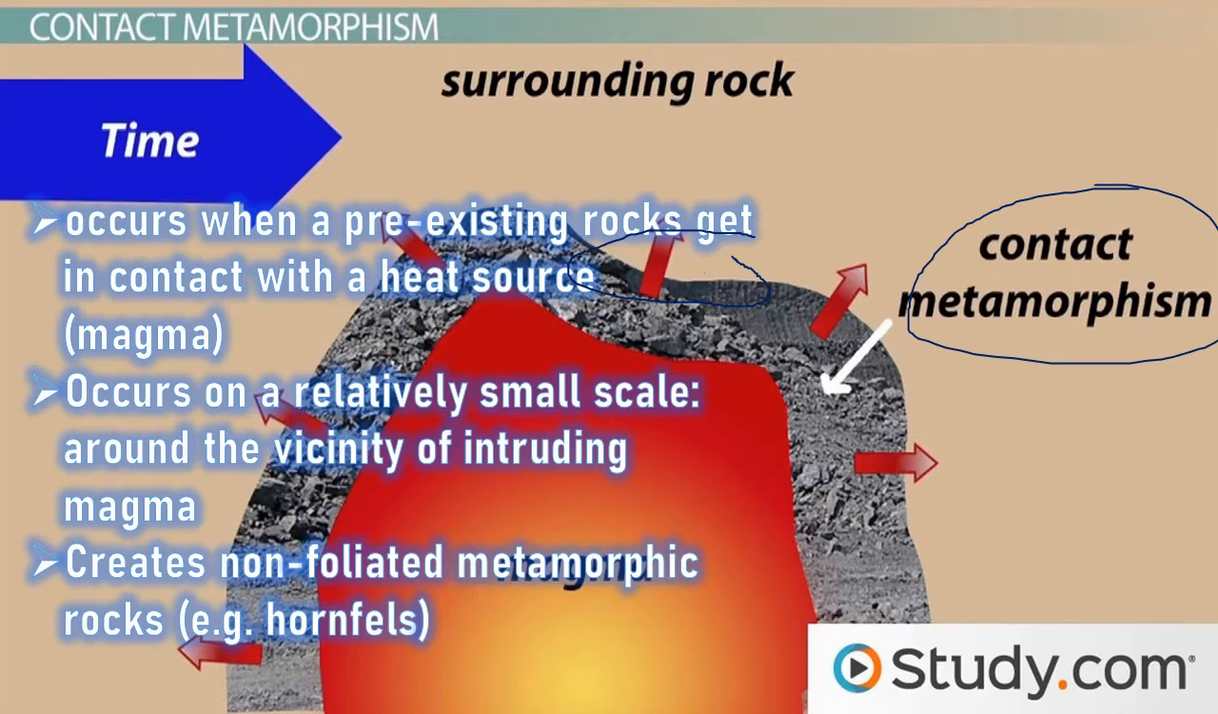It is formed around the vicinity of intruding magma and creates non-foliated metamorphic rocks. Example, we have the hornfels. So, example, let's put it this way. A surrounding rock, which is an igneous rock, has been in contact with a magma. So once it was heated, it was now morphed. It was changed into another form, which is now called metamorphic rock.